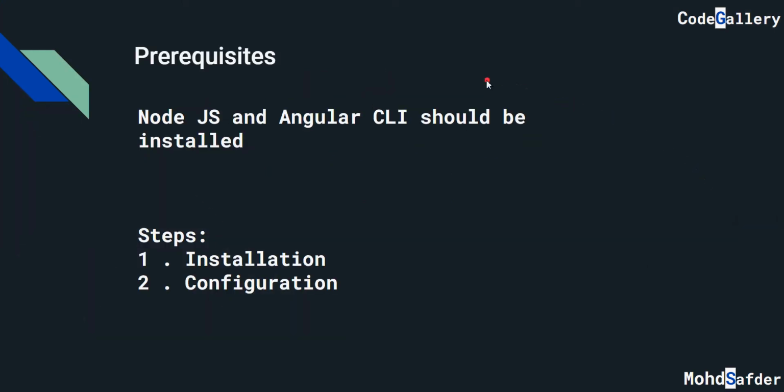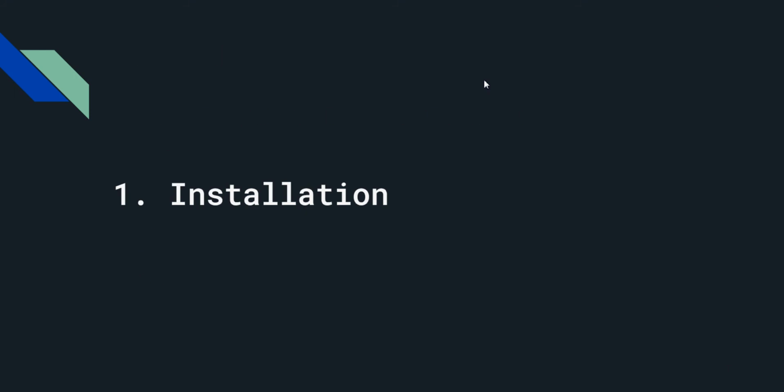So I believe you already have Node.js and Angular CLI installed on your system, and there are two steps to work with any external package. First step is installation and second step is configuration of the package. Because Bootstrap is an external package that needs to be installed into our Angular project, we are going to see the first step, installation. So let's get started with the installation.